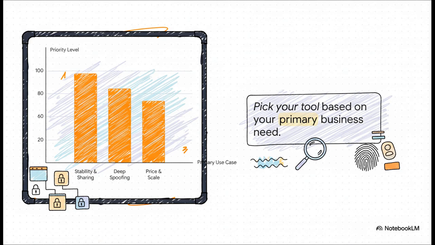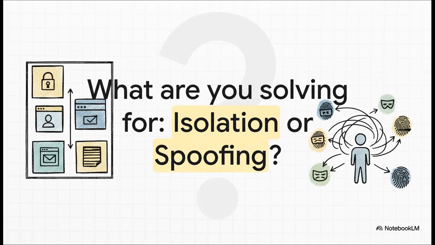And this little chart here really sums it all up nicely. Look at that first bar. If what you care about most is stability and sharing, go for an isolation-first tool. Simple. Now, look at the second bar. If you need that deep, hardcore spoofing, you should be looking at the specialists, like Cameleo or Multilogin. And finally, that third bar. If your decision is driven by price and the need to scale up, that points you toward great options like GoLogin, Octo, or Incogniton.